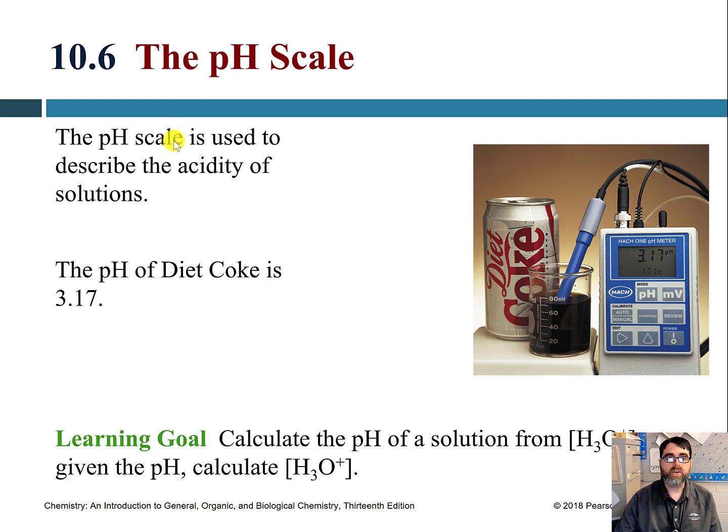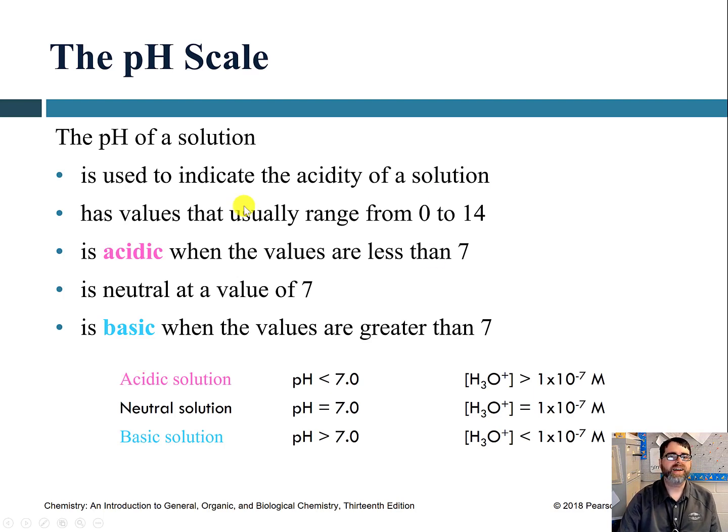10.6, the pH scale. So pH is used to measure the acidity of a solution. It's really measuring the hydrogen ion concentration. However, it's what's called a logarithmic scale. You saw those powers of 10 when we were talking about the water constant. And so it's a way to take those awkward powers of 10 and bring them down to just normal numbers. Or more usual numbers. Anyway, the pH of a solution is used to indicate whether it's acid or basic.